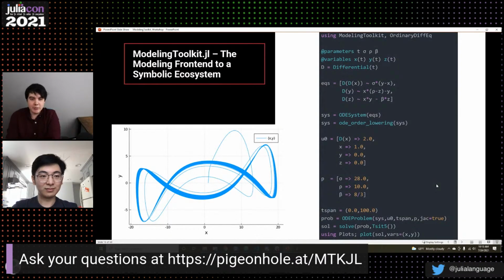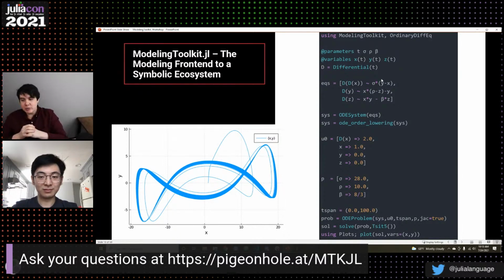So with Modeling Toolkit, you can think of it as a modeling front end to a symbolic ecosystem, right? You define these symbolic variables, and then you say my symbolic representation of an ordinary differential equation is this. Here's the differential with respect to t. Here's the second derivative of x with respect to t, it's equal to this. The first derivative of y with respect to t equals this. You just write down your equations in symbolic form.